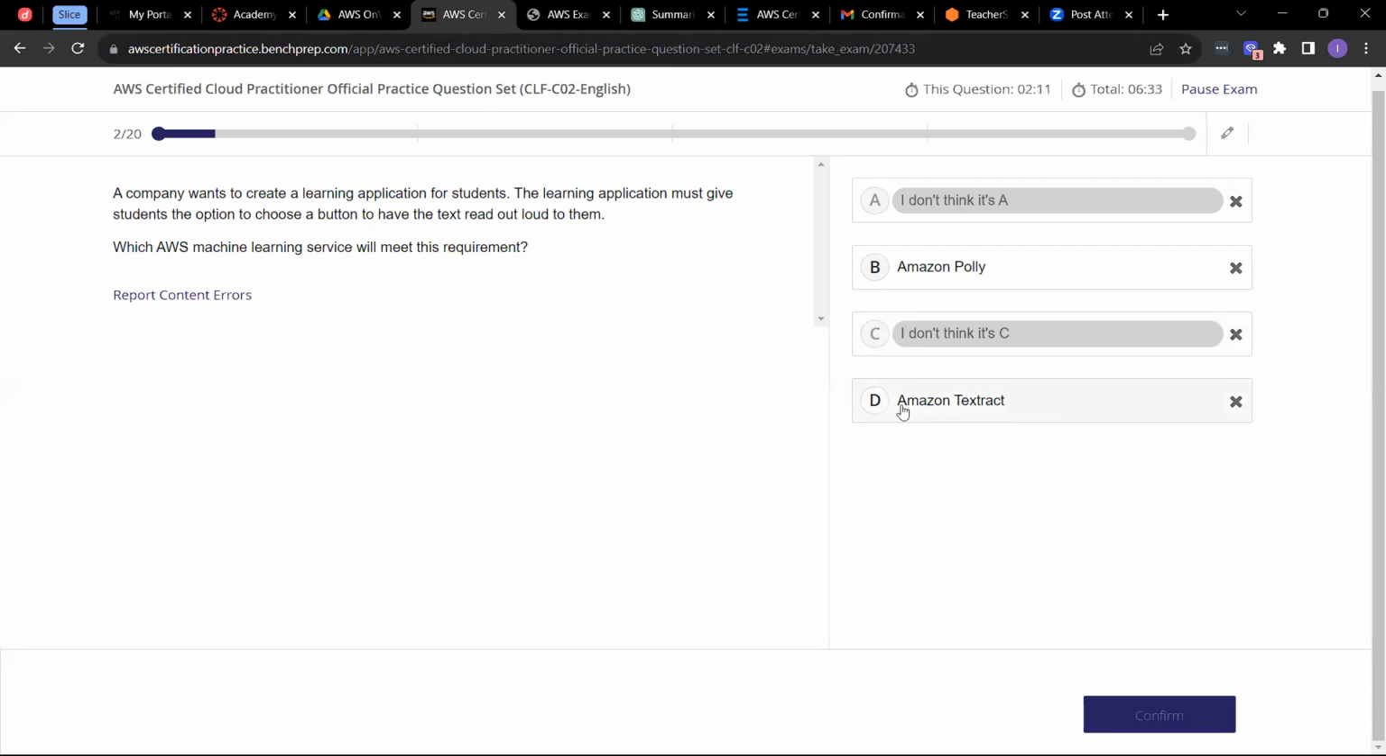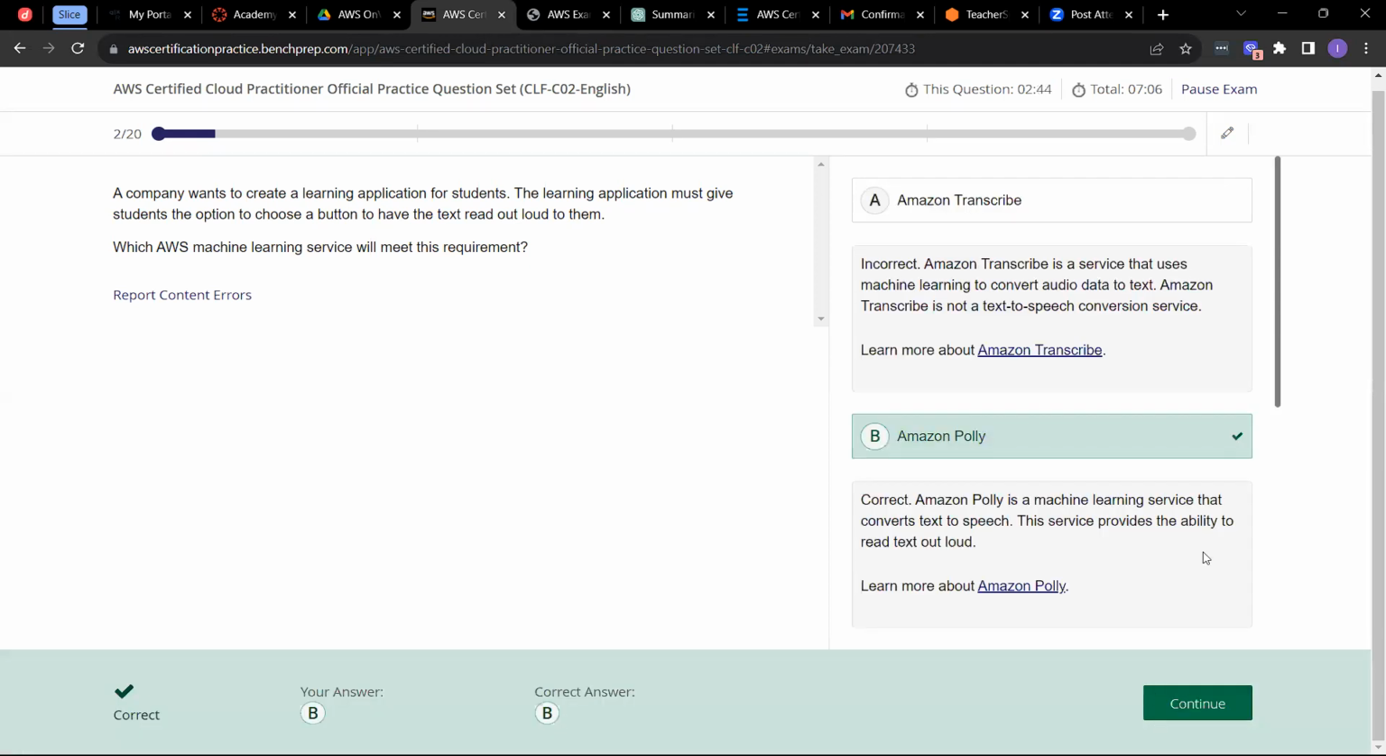And then Textract is to extract text. I think yesterday we looked at it in one question. The question also says to have the text read out, so Textract is also out. That makes Polly the odd one between them. We just eliminated the ones that we have literal understanding of, and then left the odd one out. And that makes it the correct one.